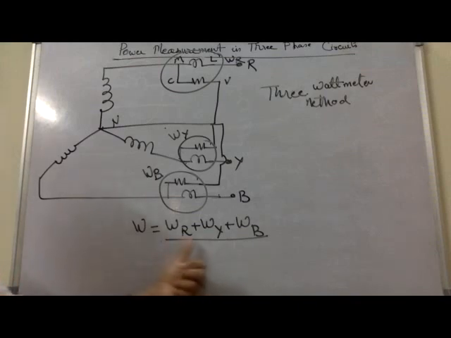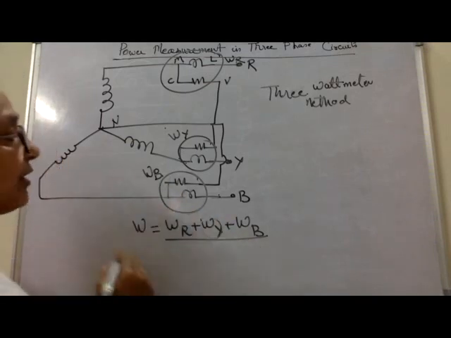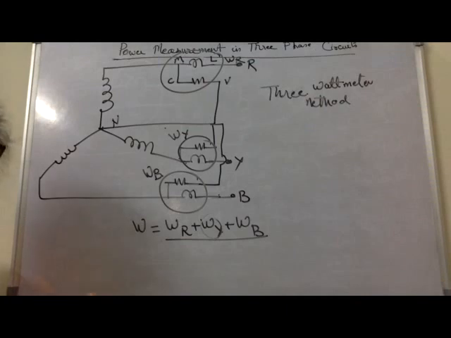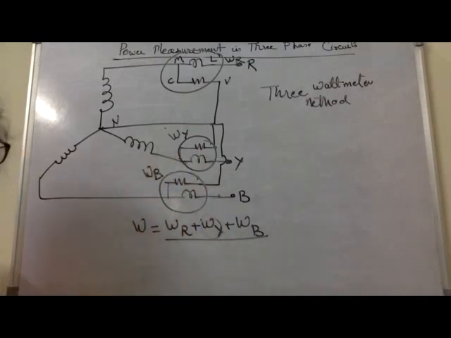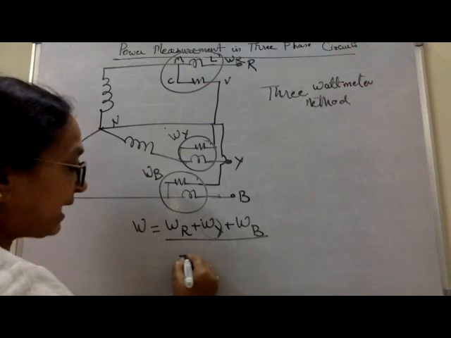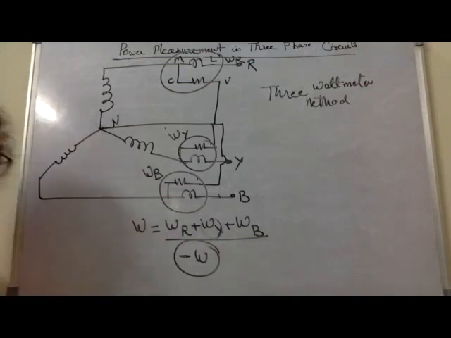Algebraic sum means that if any wattmeter is reading negative, then that reading has to be taken as negative. But the wattmeter can't show a negative reading. So in that case, we reverse the current coil terminals and take the reading, and that will be physically taken as minus of that wattmeter reading.